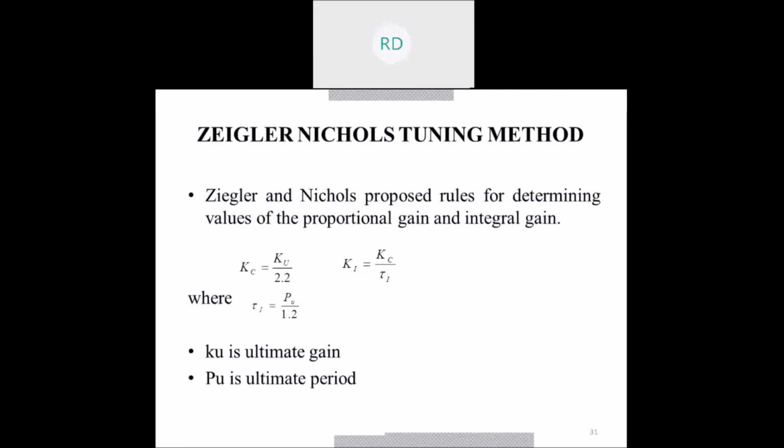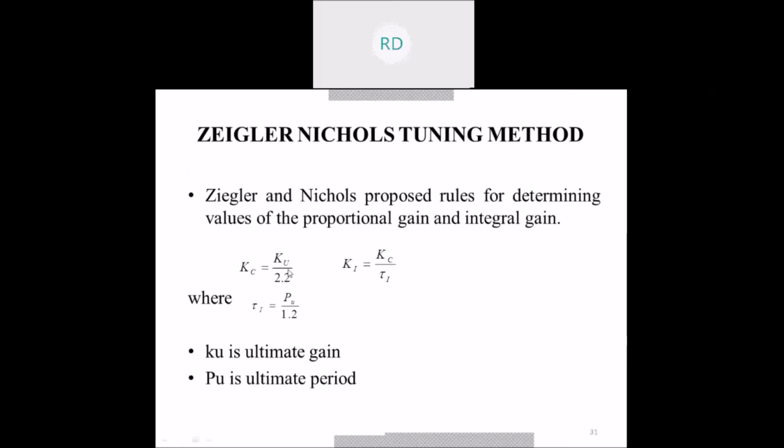So another method is the relay sequential auto tuning method. The same process, same thing here; I'm just changing the tuning rule alone. It is also similar to your Ziegler-Nichols method. Ziegler-Nichols proposed rules for determining the values of the proportional gain and integral gain. Kc equals Ku divided by 2.2, and Ki, which is Kc by tau I, equals Pu by 1.2. What we do in Ziegler-Nichols for finding the ultimate gain Ku and ultimate period is produce a sustained oscillation, right?